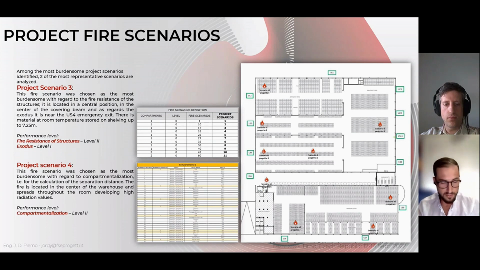The definition of the 5 scenarios to be considered has been limited to 2. Scenario 3. This scenario has been chosen as the most dangerous given its central position with respect of the roof beam and also for the proximity of the exit 4 emergency way out. This scenario has then been used to evaluate strategy 2 and strategy 4.